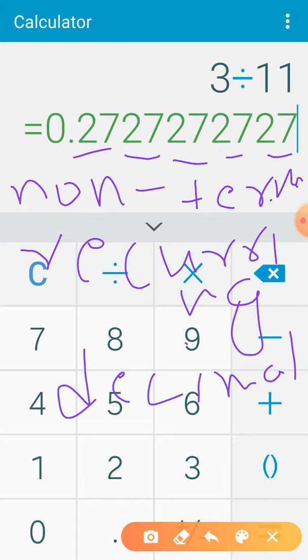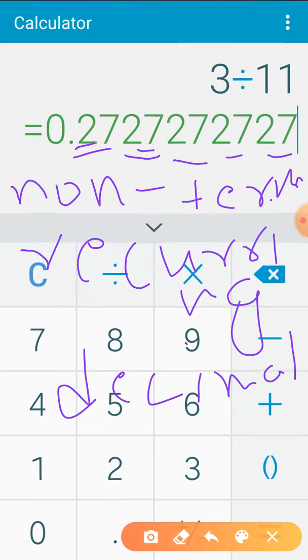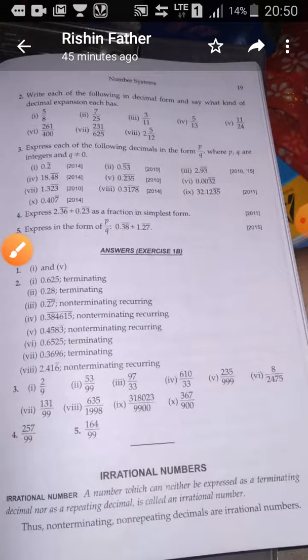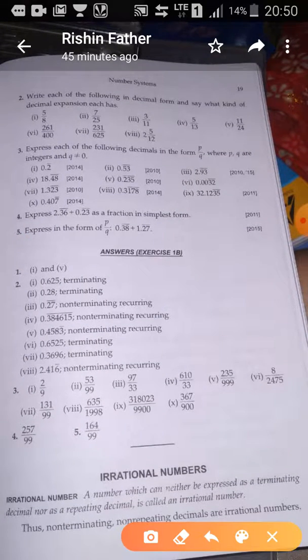Understood? Because first of all, it is never ending. And second of all, it has got a pattern. Okay, so as you can see, the answer given over here is 0.27 non-terminating recurring decimal. Understood?